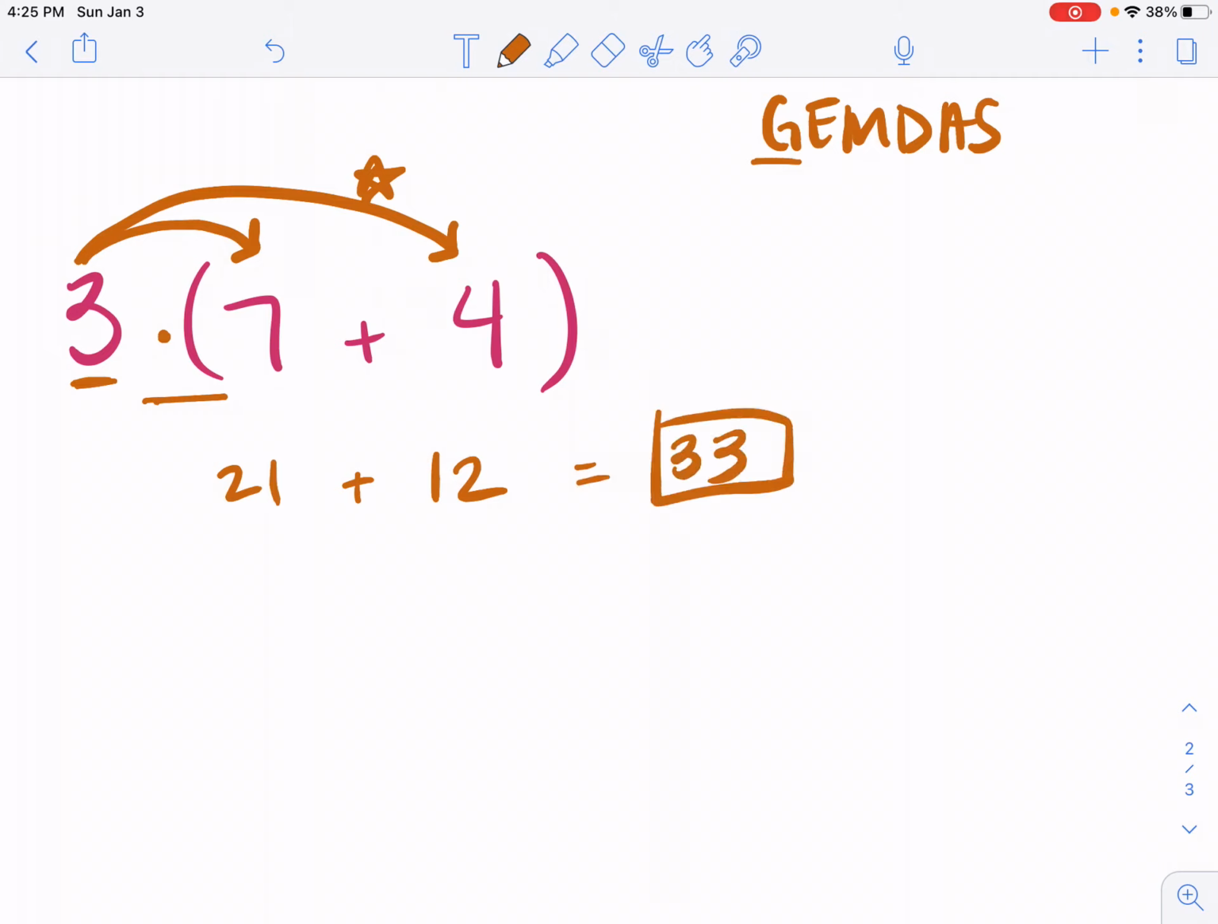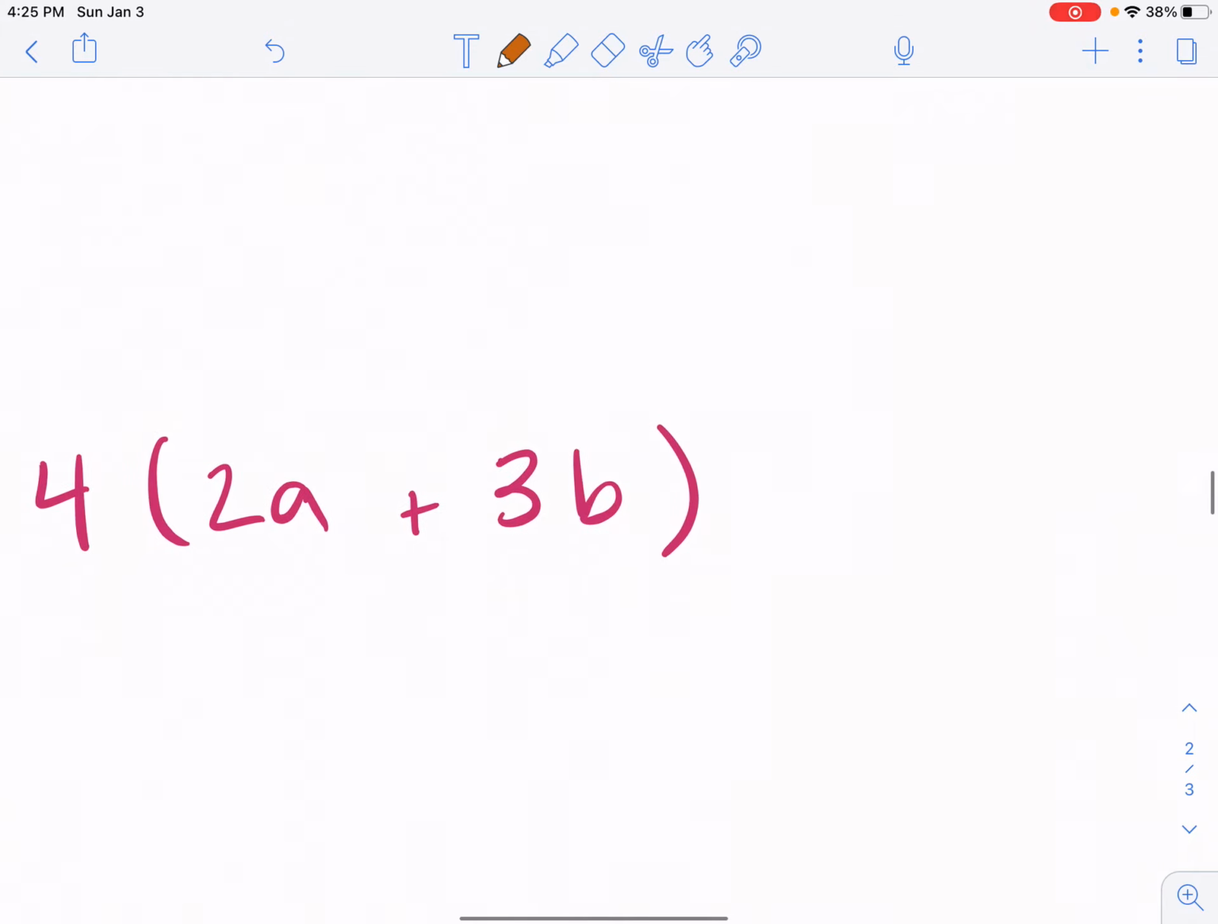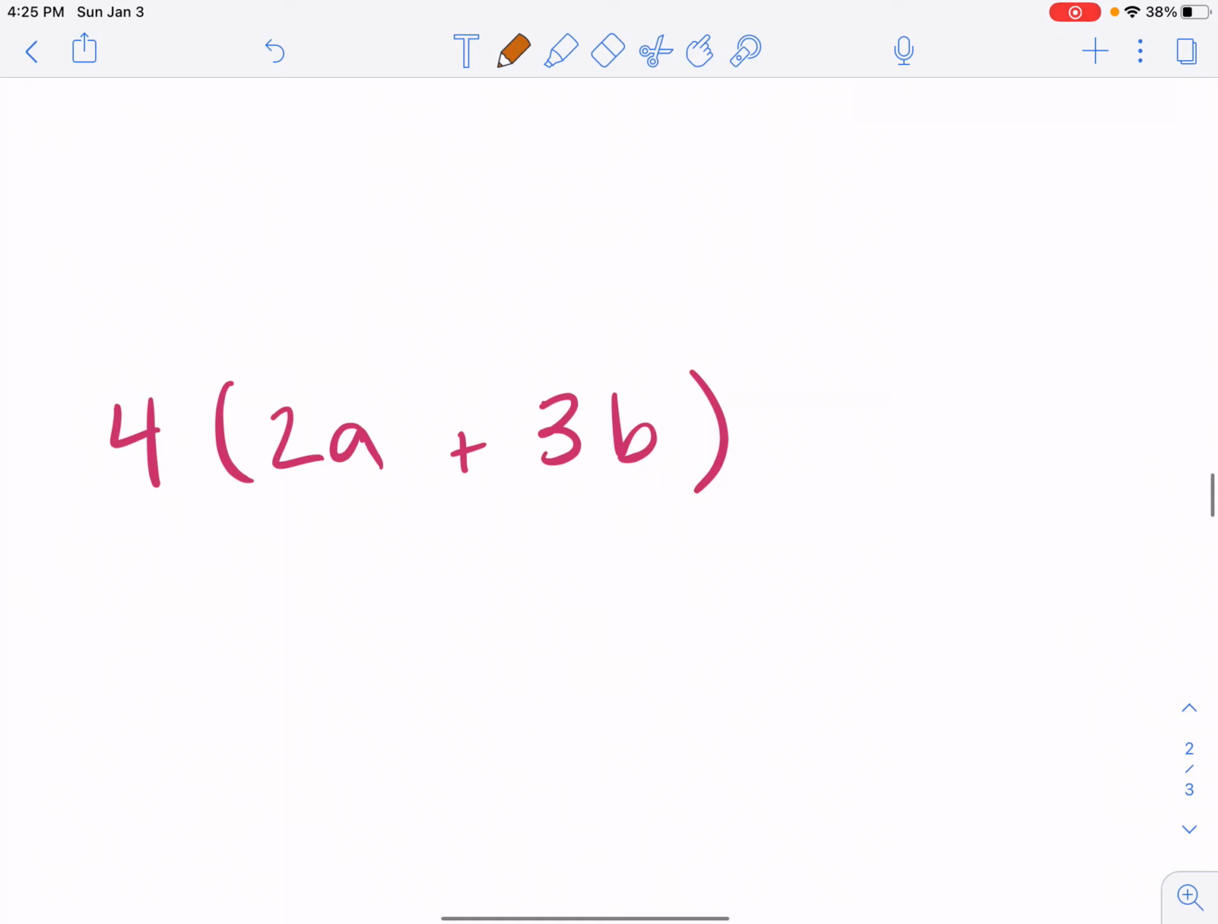Now you might be saying, why would I do that when it's so much easier to just add that first and then multiply by 3? Well, let me show you. Sometimes you can't really do anything in here, but you have to figure out if an expression is equivalent. So I can't combine this 2 and this 3 because they have different variables. This one's an A, that one's a B. And I still have this 4 to deal with out here.